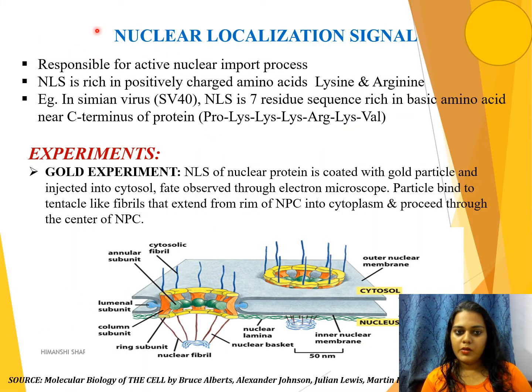Now let's talk about the nuclear localization signals. They are responsible for the active nuclear import process, and they are rich in positively charged amino acids like lysine and arginine. For example, in the simian virus SV40, the NLS is a 7 residue sequence rich in basic amino acids near the C terminus of the protein. These are proline, lysine, lysine, lysine, arginine, lysine, and valine.